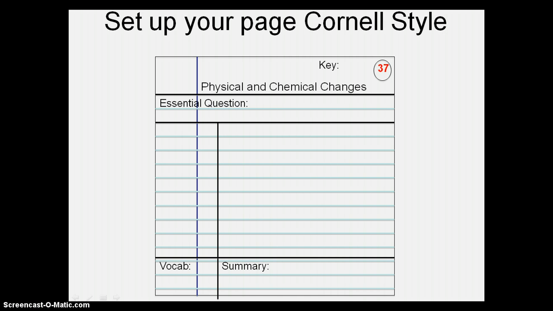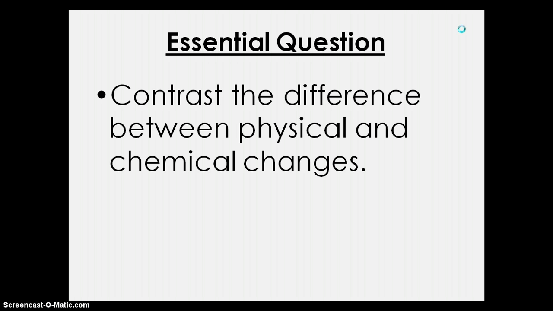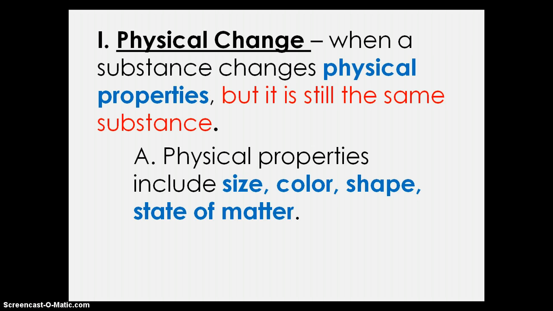Okay, we're going to go ahead and start. The essential question: contrast the difference between physical and chemical changes. You'll have to answer this in your summary, so be ready to look for answers. Number 1, a physical change is defined as when a substance changes physical properties, but it is still the same substance. Physical properties include size, color, shape, and state of matter. So if something changes its size, or color, or shape, or the state of matter, it's usually a physical change.